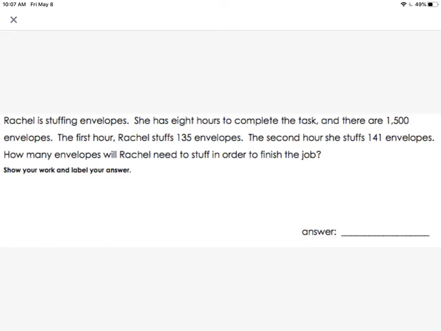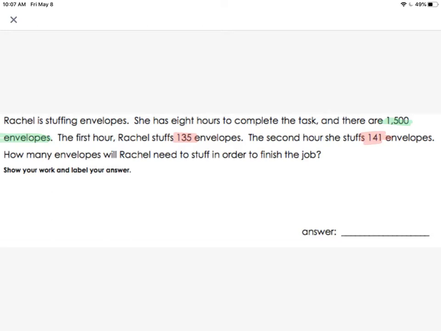As always, I'm going to go back and highlight the important information before I do any math. So Rachel has 8 hours to complete the task, and there are 1,500 envelopes. I'm going to highlight that in green. The first hour, Rachel stuffs 135 envelopes. So she had 1,500. She already did 135, so I'm going to do that in red.